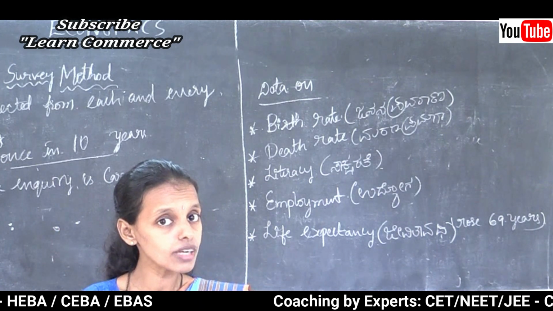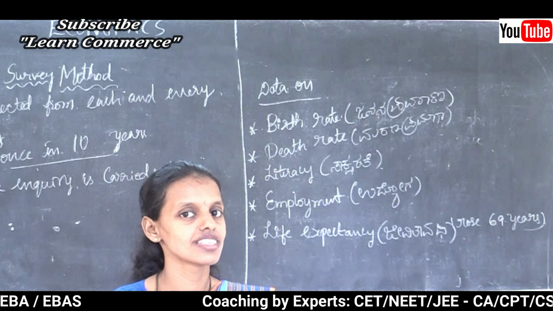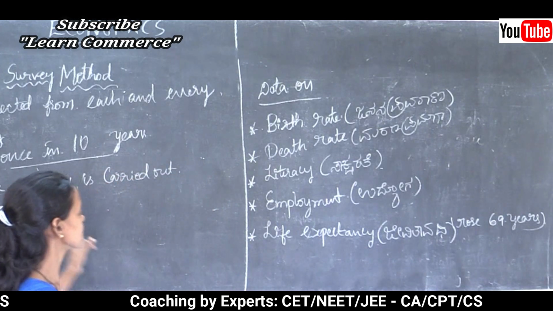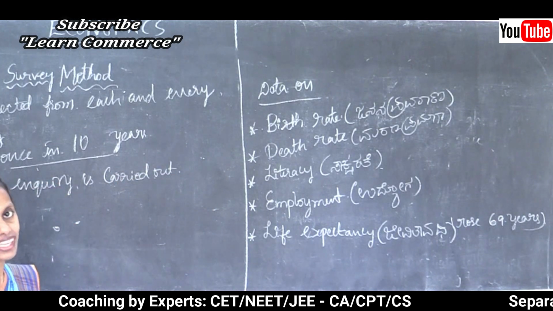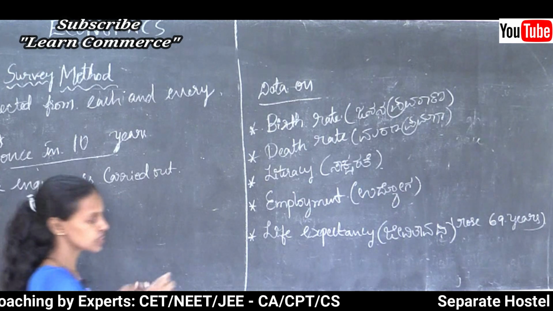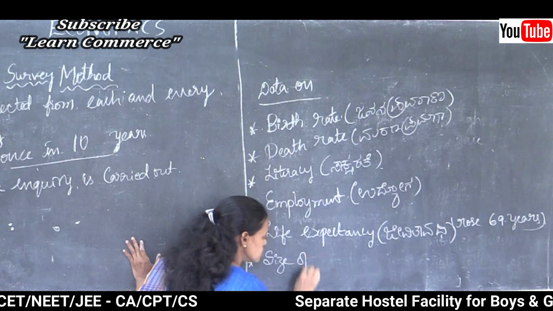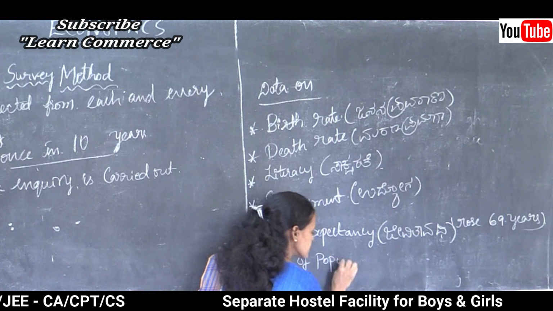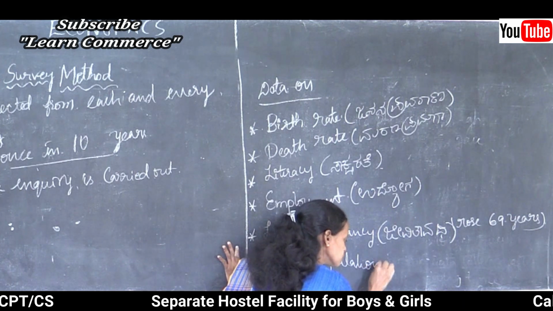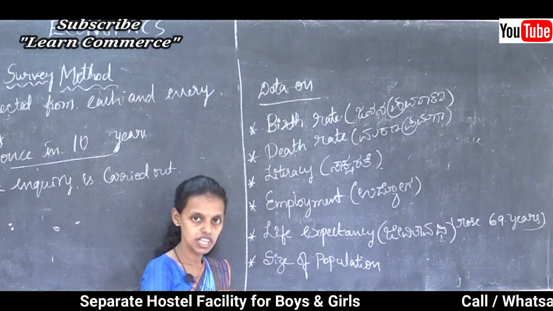How we can make out this? It is through the census. The census survey method is the best method to collect the data. So next one, regarding the size of population. Size of population, census is very essential to collect the information regarding the population.